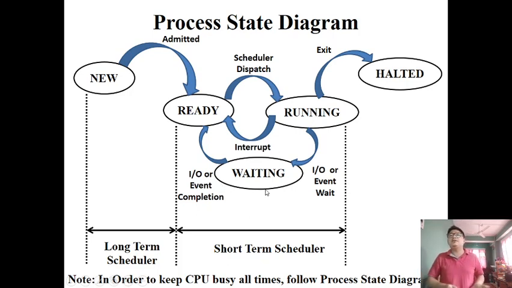So there is a very high chance that if, in the ready queue, the maximum number of jobs are of type IO bound, then the CPU will be underloaded and IO devices will be overloaded, right?